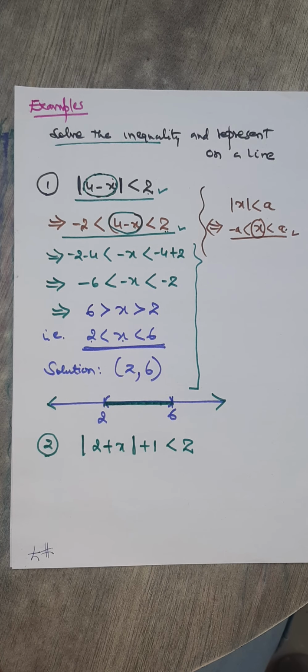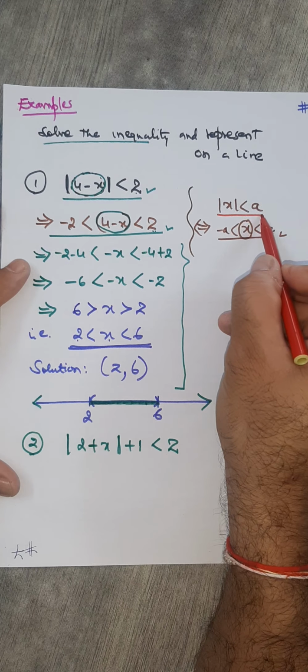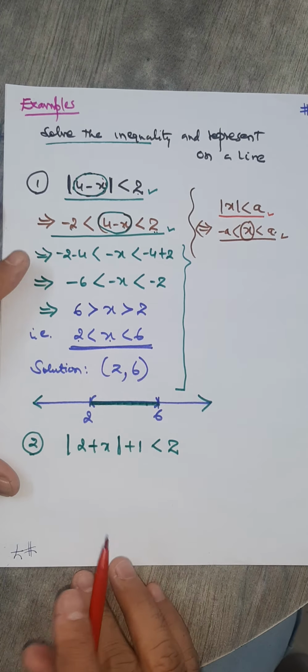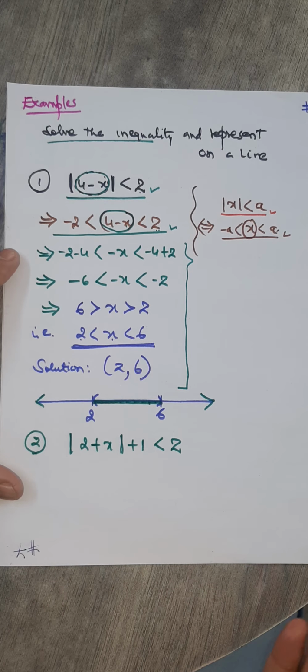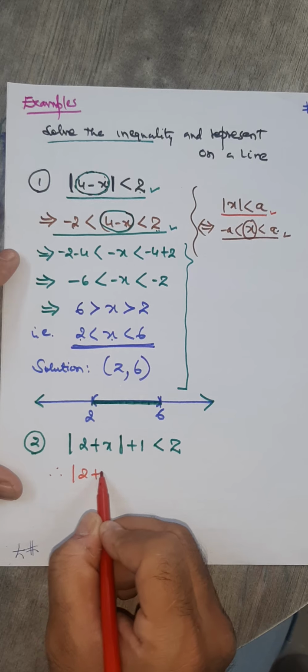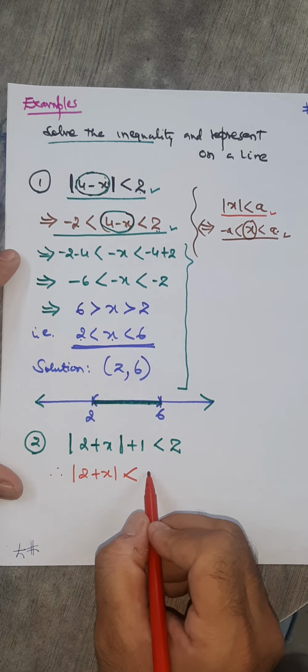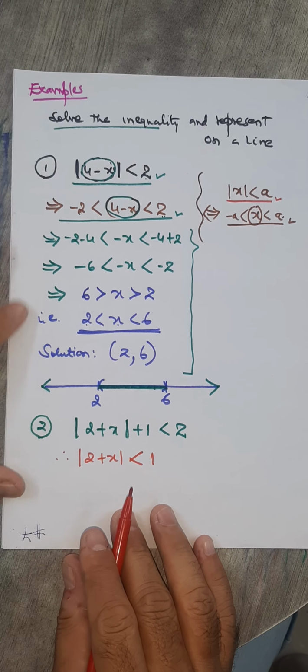So what I need to do first, I have less than sign. So I need to express in this form, remember. So only modulus should be there on the left hand side. Everything should be on the RHS. So I'll take 1 on the other side. So 2 plus x is less than, I'll take 1 on the other side. So 2 minus 1 gives us 1.